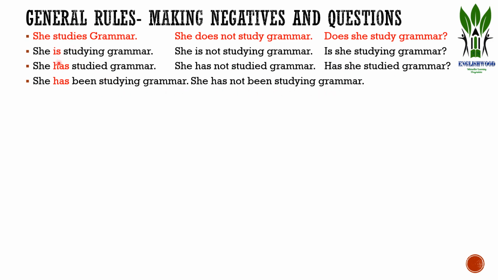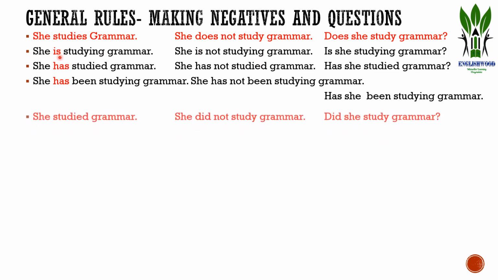So look at the difference here. Is, has, they are all auxiliary verbs. So adding not after the auxiliary verb makes the negative. Very simple. And just bring the auxiliary verb to the front. Is, has, bring it to the front, and it makes the yes-no questions. Very simple. And just add WH words before them, it becomes the WH questions.